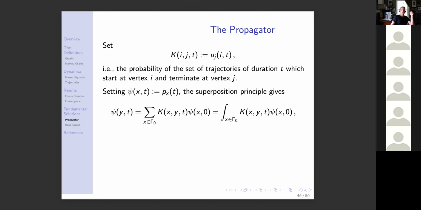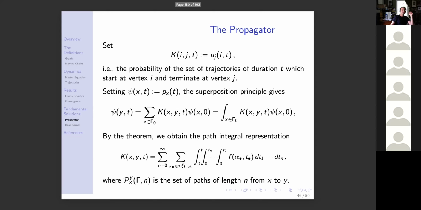But it propagates. If you know the value of psi at (x, 0), you know what it is at (y, t). So it tells you the evolution of the distribution psi(x, 0). By the theorem, we can rewrite this propagator in this particular way.